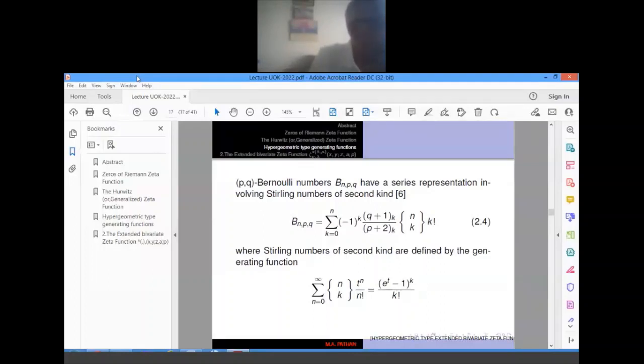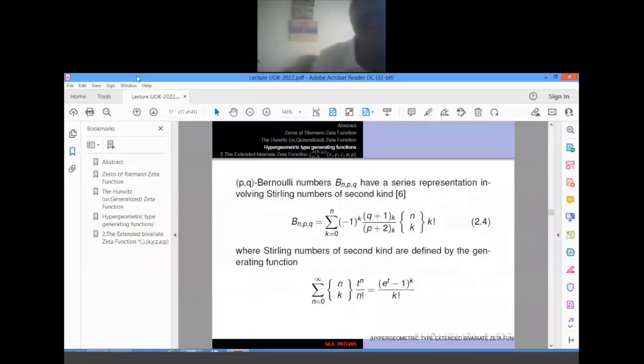Now, Bernoulli numbers B_n^(p,q) can also be written in terms of a finite sum. And here the right hand side you can see is containing the Stirling number of the second kind, written with this bracket given by n, k, but in fact this is equal to (e^t minus 1) to the power k upon factorial k. So here this Bernoulli number B_n^(p,q) can also be written in terms of e to the power t minus 1. So this e to the power t minus 1 is an important part of the hypergeometric Bernoulli numbers or hypergeometric Bernoulli function.